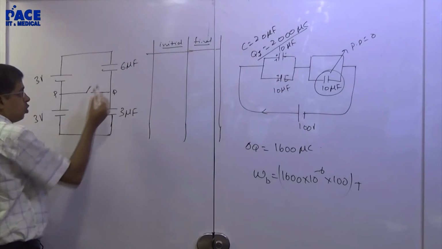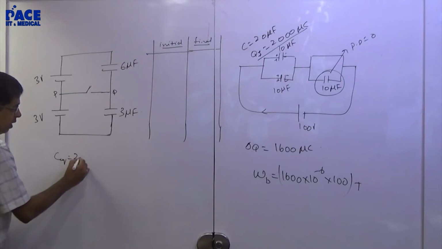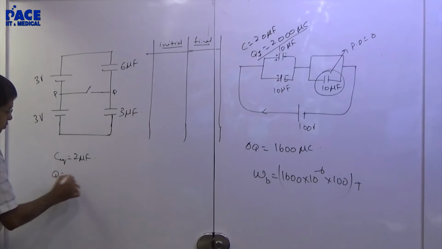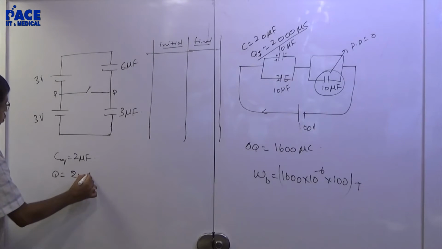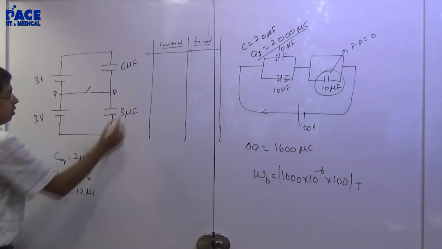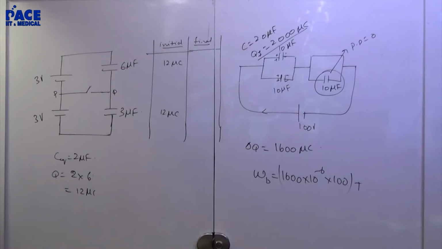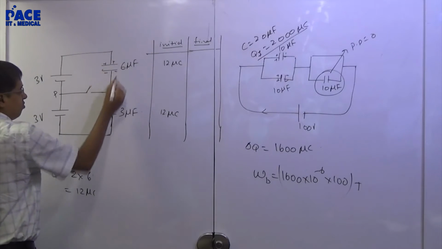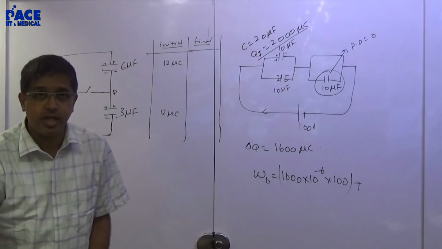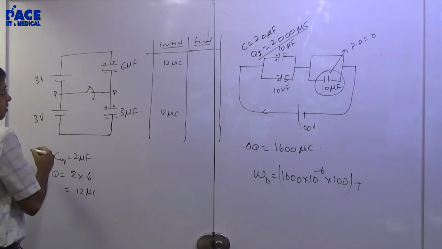First of all, when the switch is open, both capacitors are in series. Do you agree with that? C equivalent is 2 microfarads. Both battery cells are in series, so this will be 2 into 6 volts, which is 12 microcoulombs. So initially I will have 12 microcoulombs and 12 microcoulombs, positive, negative, positive, negative. This is the initial configuration. Yes or no? Yes.